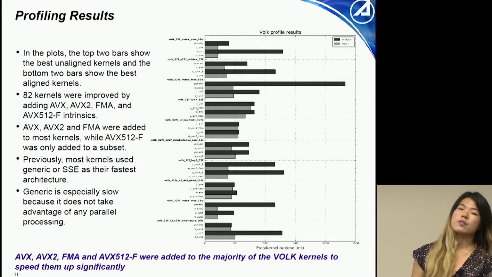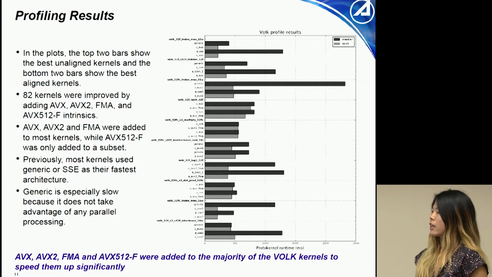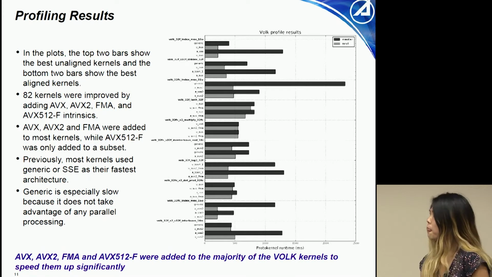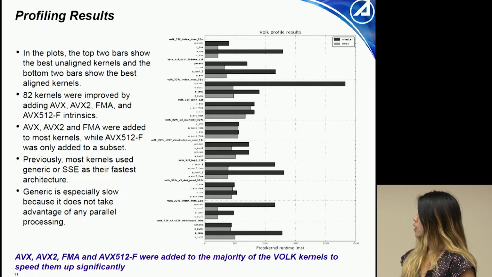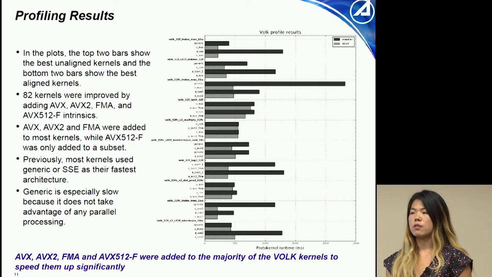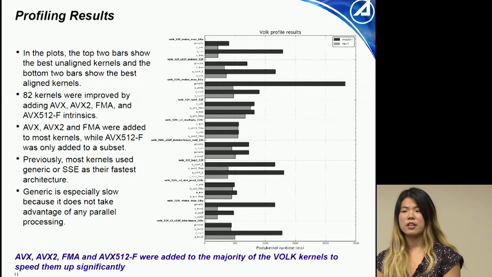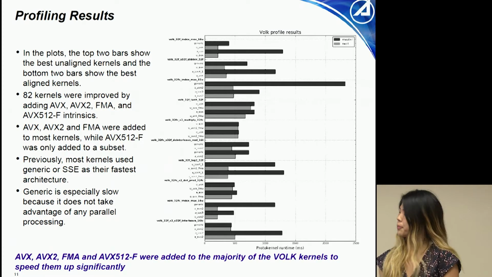In total, we improved 82 kernels by adding AVX, AVX2, FMA, and AVX512. We added AVX2 and FMA to pretty much all the kernels that we could, and then we added AVX512 to a subset of them. Previously, we noticed that in the master branch of VOLK, most of the kernels had their best architecture as just generic or SSE. Generic is especially slow because it is just the serialized, non-optimized version.